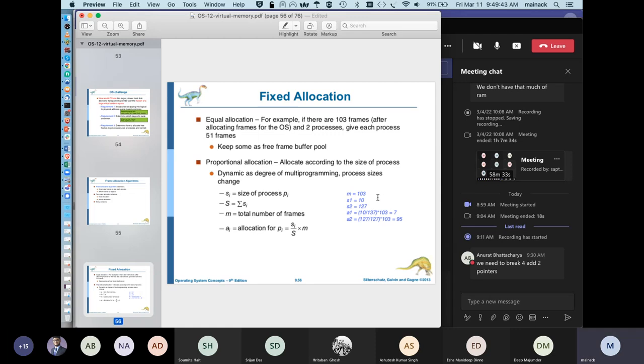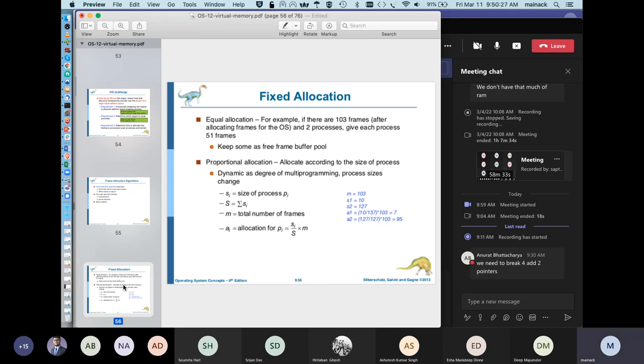Here is an example. If there are 103 frames, one process has size 10 and the other process has size 127. Then the first process will get 10 divided by 137, multiplied by 103 frames, which is 7. And the second process similarly will get 95 frames. Remember that these are all integer divisions and multiplications, because you cannot really divide a frame, saying someone will get 7.2354 frames. That's not possible.